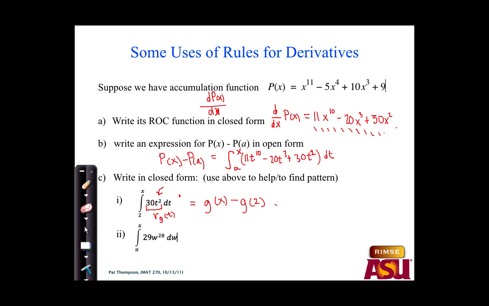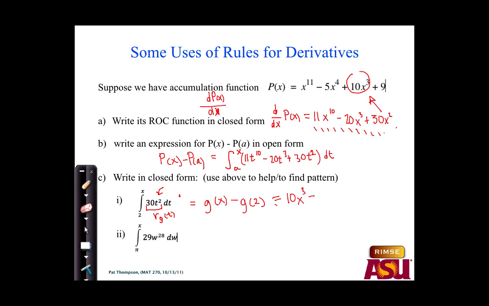Yeah, if you look up above, we had almost the same here. 30x squared, this is 30t squared. 30x squared in this derivative came from 10x cubed in an accumulation function. So thinking same here, well, g of x then could be 10x cubed. That would be the g of x part.